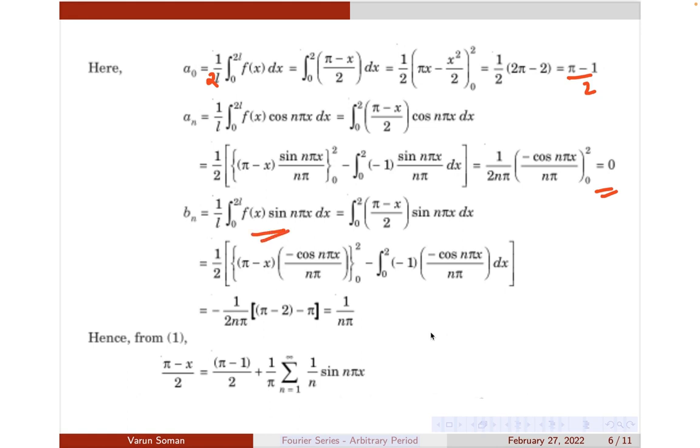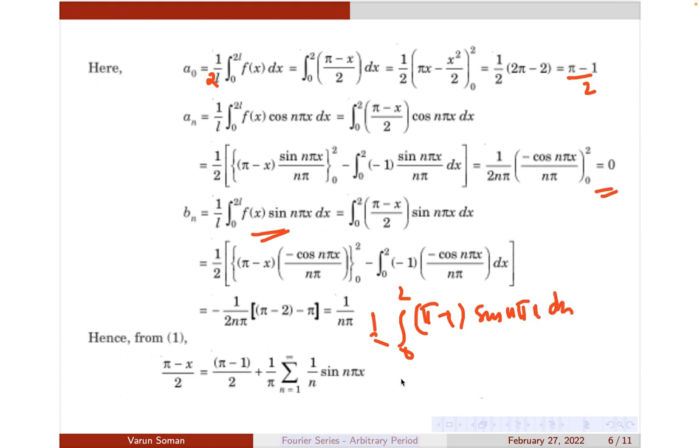So this is actually pi minus x into minus cos n pi x by n pi. They have used the old formula. You can use the general formula also. In that case you will be getting n pi. When you use the general formula for our case, remember it is actually the integral 0 to 2 of pi minus x. I will take 1 by 2 outside, pi minus x into sin n pi x dx.